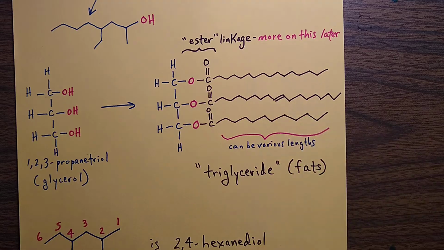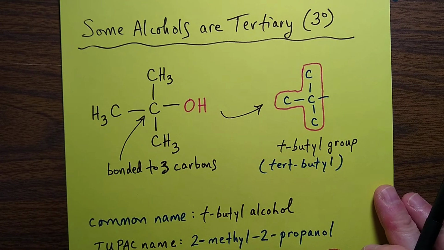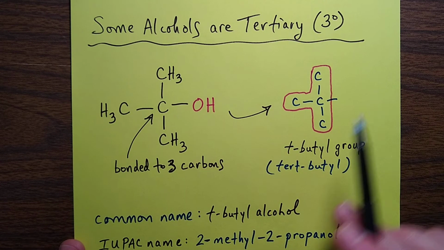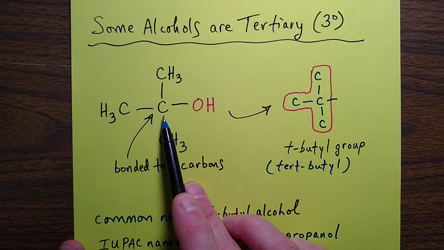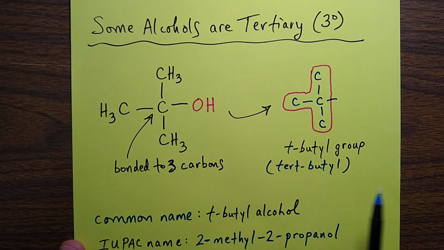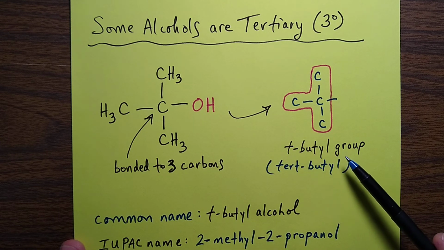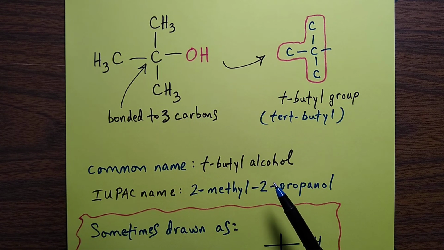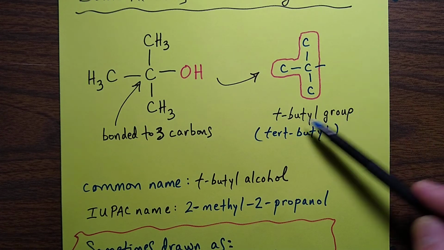Some alcohols are tertiary. I think we've gone through a few primary and secondary. Tertiary alcohols like this are alcohols that have the OH attached to a carbon that has 3 carbons attached to it. So this is a very common tertiary alcohol. It is called T-butyl alcohol or tert-butyl alcohol. Here are some of the different names we can use for this compound. They call it T-butyl for obvious reasons. The carbons make a T shape. That's where that comes from.